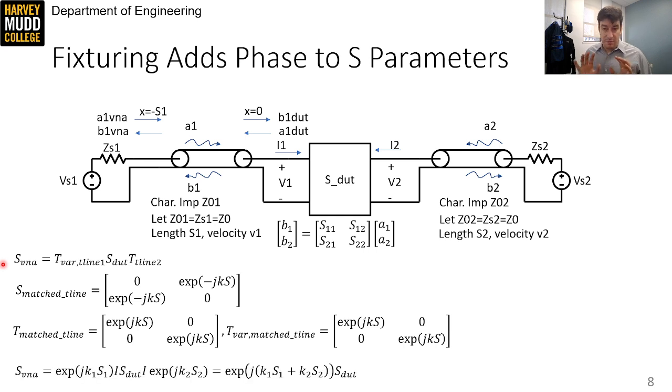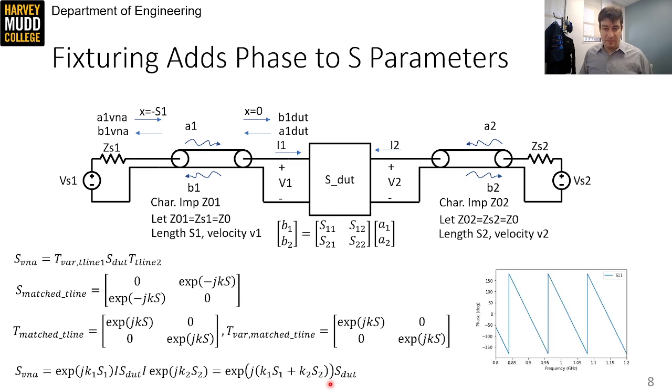So substituting the T parameter values into our original formula reveals that our S-VNA measurements are related to S-DUT by multiplying additional phase from the fixturing. So this complex exponential represents the total phase of our fixturing. This is pretty bad news. It means that the S parameters we measure will have an evolving phase on top of the behavior in the DUT, where the phase constantly increases with frequency because k increases with frequency.